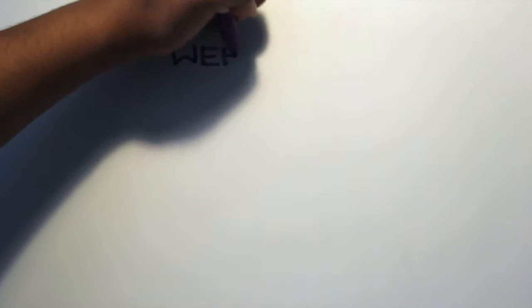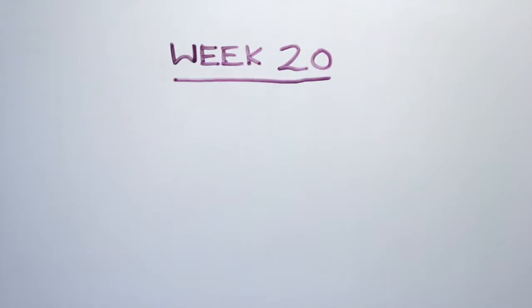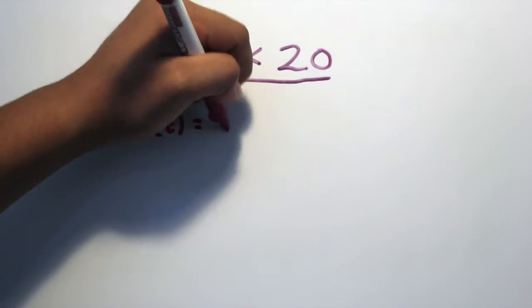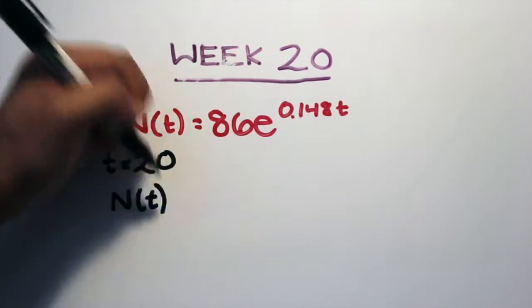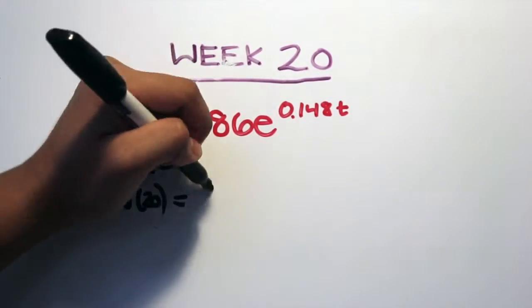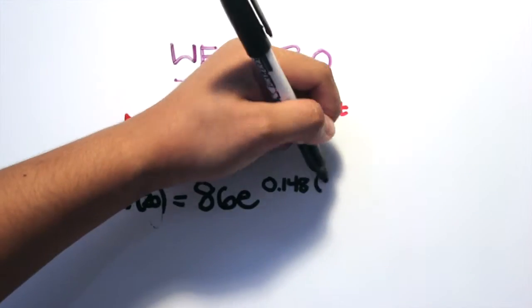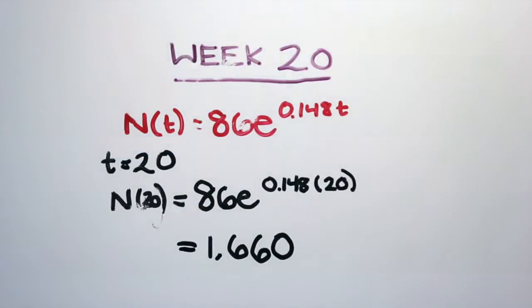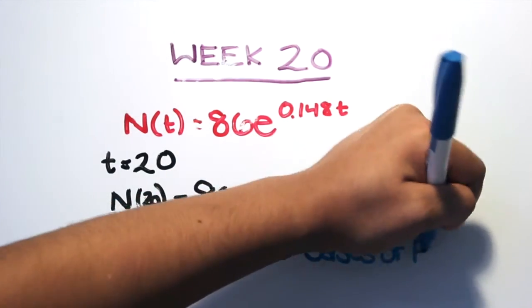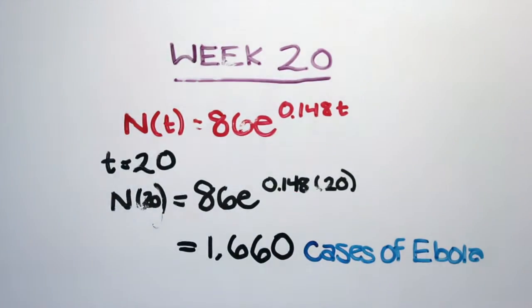How many cases of Ebola would be present in week 20? Since you already have your exponential equation n(t) equals 86 e^(0.148t), you may substitute the time t, 20, into your equation and solve for n(t), the number of infected present in week 20, which is 1,666 cases.